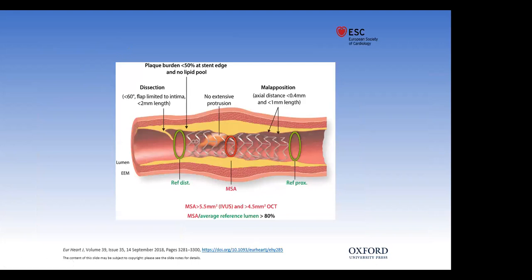This is the summary slide where we're looking at stent result, looking for the malapposition, underexpansion, dissection, minimal stent area, and percentage of the underexpansion that should be less than 20%, or the stent should be more than 80% of the proximal reference.